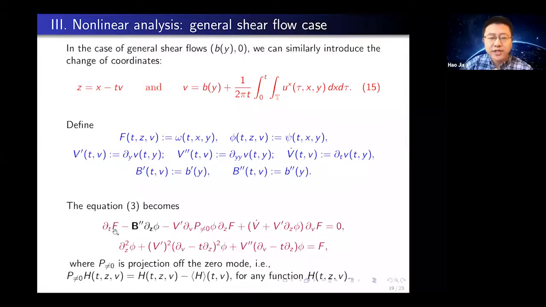Okay, that's the key thing. So F satisfies the following evolution equation. You have these two nonlinear terms, which are the same as in the Couette case, but you have one extra term, b double prime partial z phi. Now in the Couette case, b double prime is 0, so you don't have that. But in the general shear flow case, b double prime may not be 0. In fact, it's not even small, so this is not perturbative. The rest of the terms are perturbative, and this is the key additional difficulty to handle.